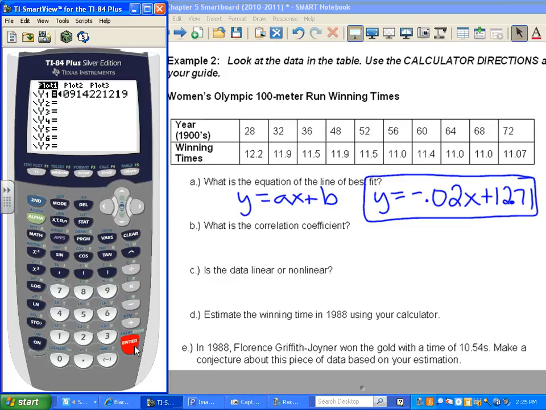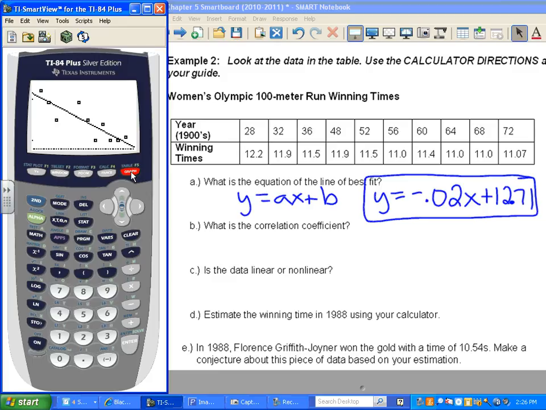So the reason you need to do it this way is so that your line of best fit is exact. If you type it in as a rounded equation, it's not going to look right. It's not going to be exactly correct. Okay? All right, hit graph. So everyone make sure your graph looks like mine. Everyone's look like that?